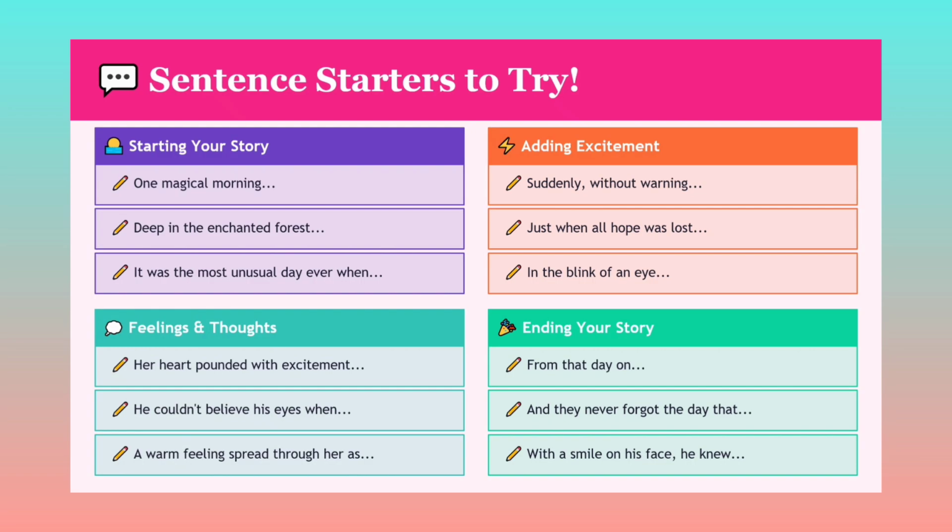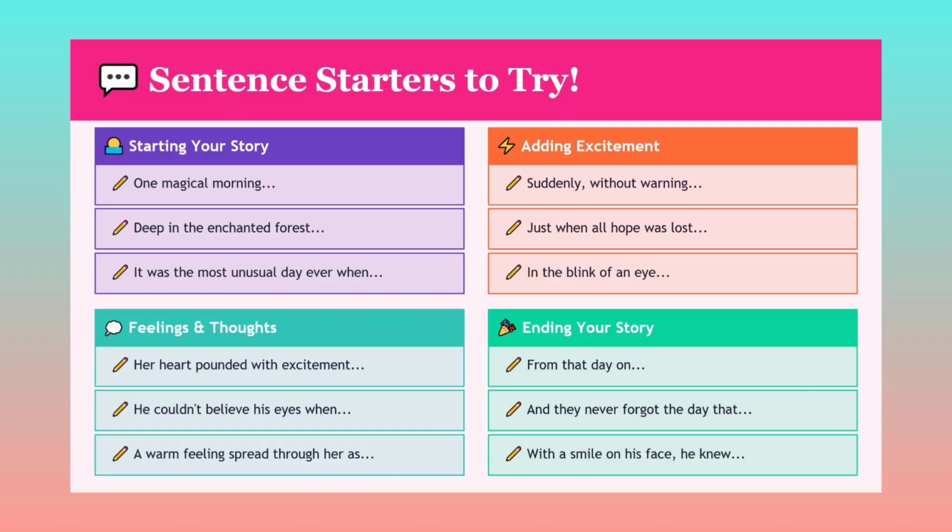Third, you have to tell the feelings and show your thoughts, share the thoughts and feelings. Her heart pounding with excitement. He couldn't believe his eyes when a warm feeling spread through her.